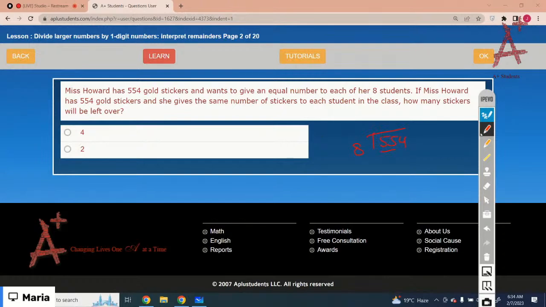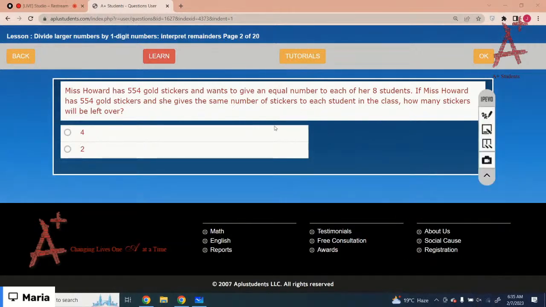8 times 7 is 56. 8 times 6 is 48. So 15 take away 8 is 7. Now bring down the 4. 8 times 9 is 72. So 74 take away 72 is 2. That means only 2 of the stickers are left over. When she divides evenly among the whole class, she will be left with just 2 stickers. So the correct option is 2. Just select the correct option, then click on the OK button.